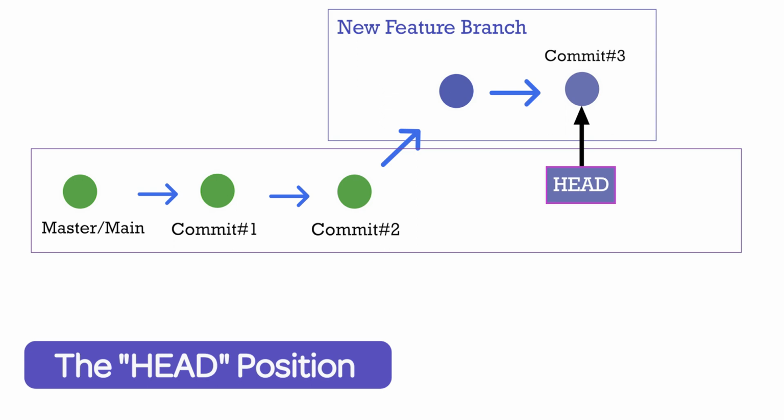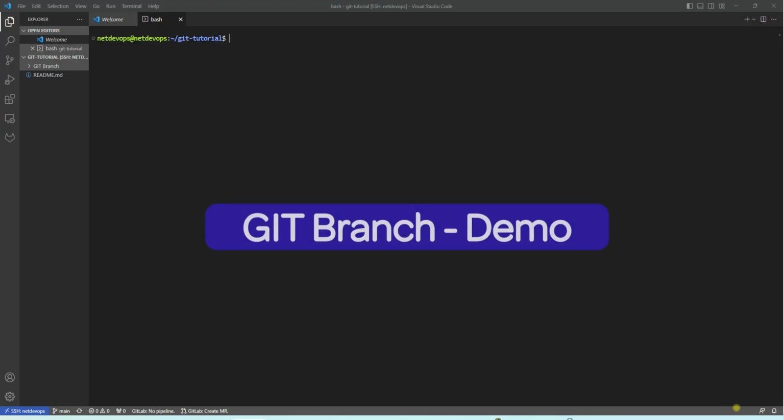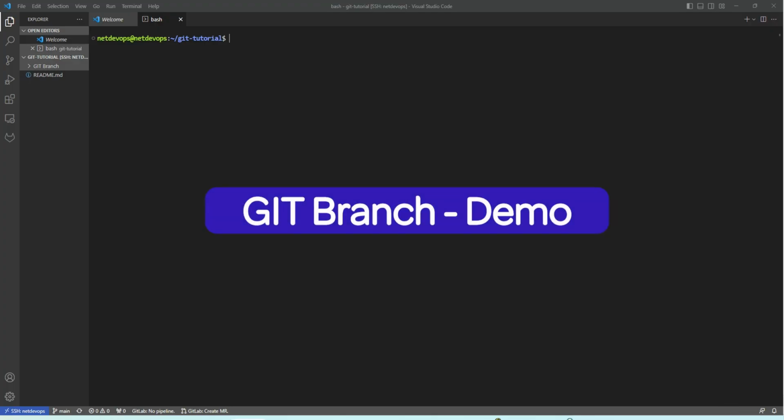We can switch back and forth. When we switch to the main, the head moves to the main. And when we make commits, the head moves to the next commit from the main branch. And this goes on. When we are finally ready to merge, the head moves to the merge commit. I hope you get the concept and we'll see how this works shortly. So whatever we discussed so far, let's switch to the terminal and see this in action.